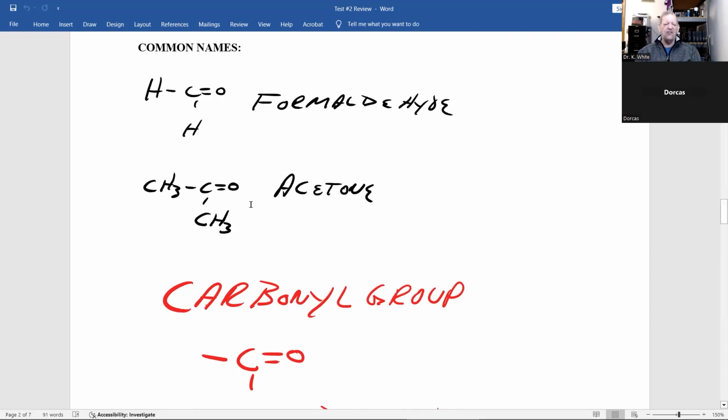The other one, the simplest ketone, is this molecule, acetone. Nobody ever calls this 2-propanone. It's acetone. And remember, acetone is one of the 2 molecules for nail polish remover.